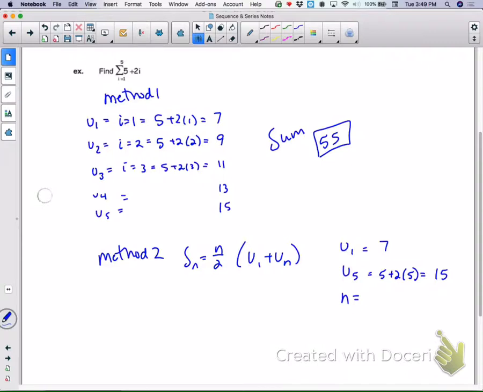Now, as far as my sigma, it's going from 1 to 5, so that's 5 numbers. So now I plug that in: 5 over 2, times 7 plus 15, so 2.5 times 22 is equal to 55. So this method is good when you've got a large amount of numbers and you don't want to actually have to take the time to find them individually.